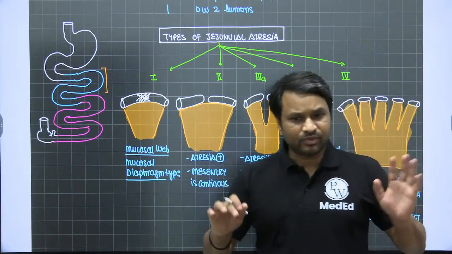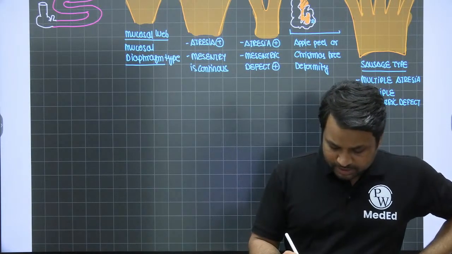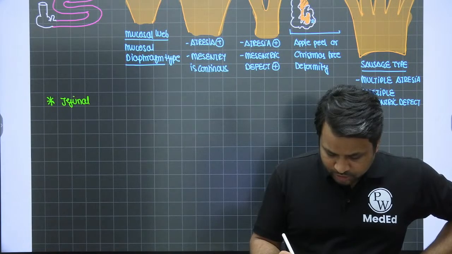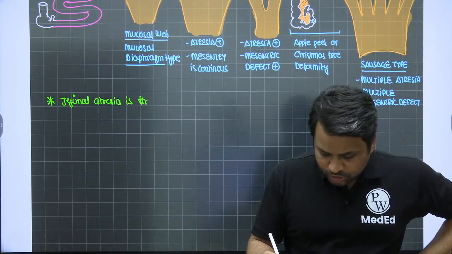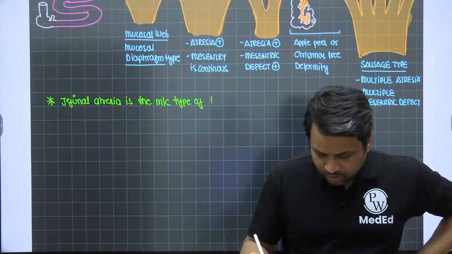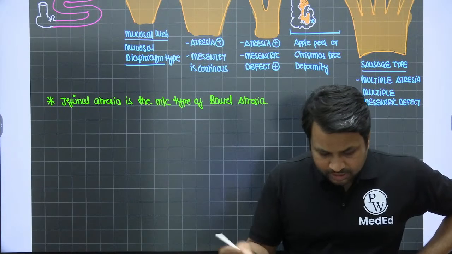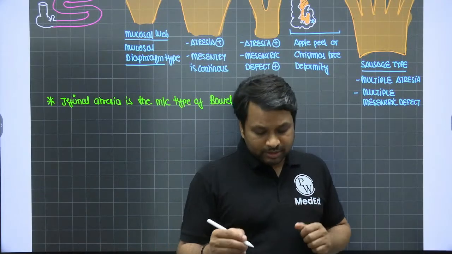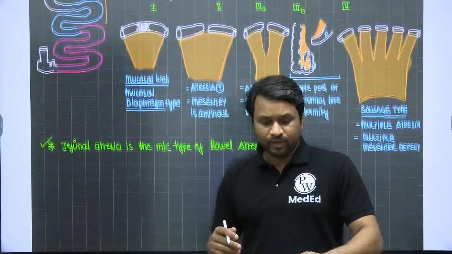Now, just for the sake of understanding, remember: jejunal atresia is the most common type of bowel atresia. This is the overall most common type of bowel atresia, right?